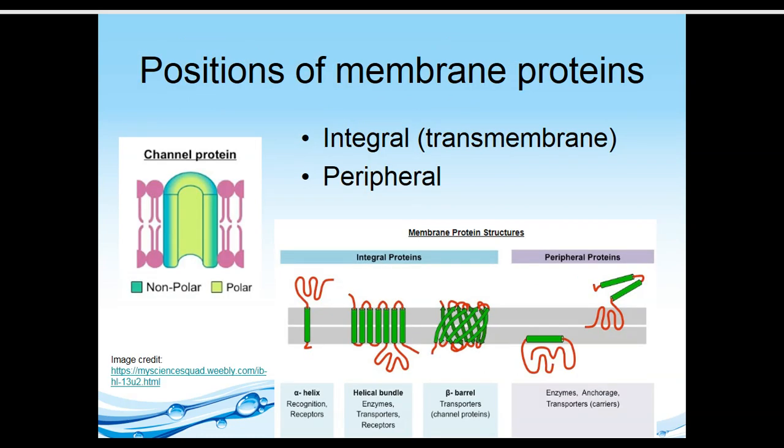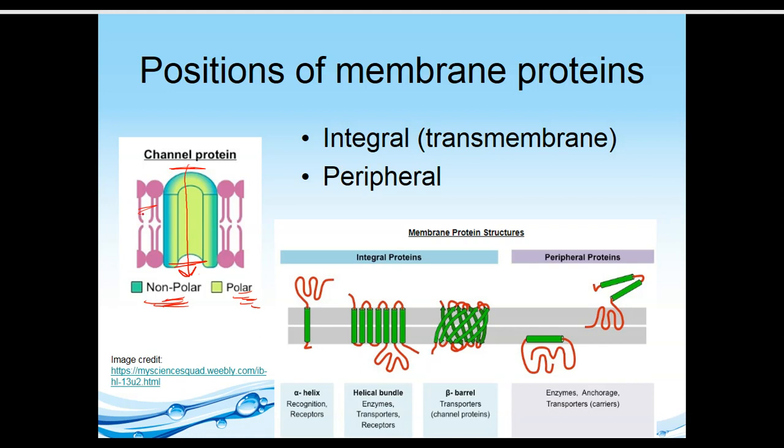All right. Some of our proteins in our membranes are what we call integral or transmembrane. These guys cross the whole entire membrane. They go from one side all the way to another side. An example of an integral protein is a channel protein. And these guys are literally just tubes that stuff can pass through. And what is so amazing about these tubes is that they are both polar and nonpolar.